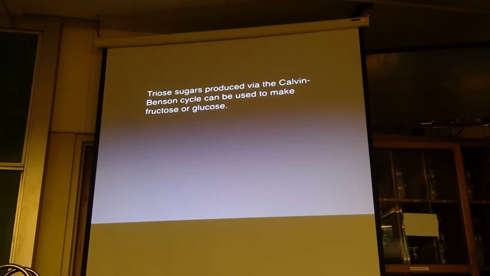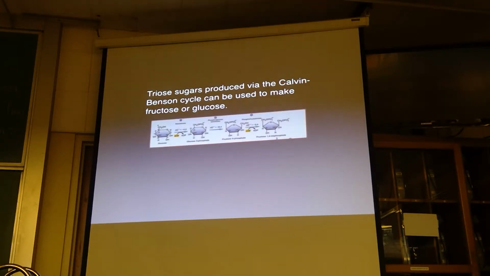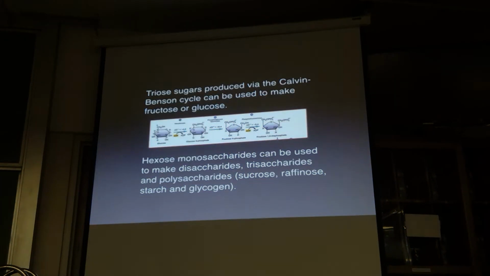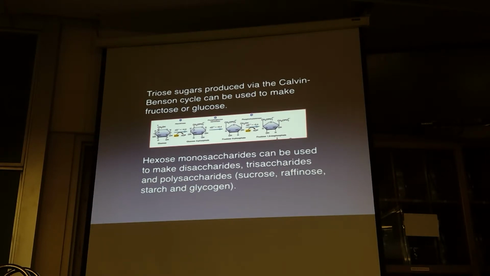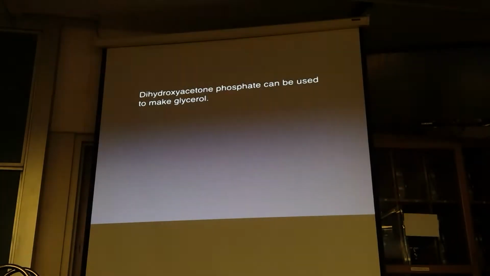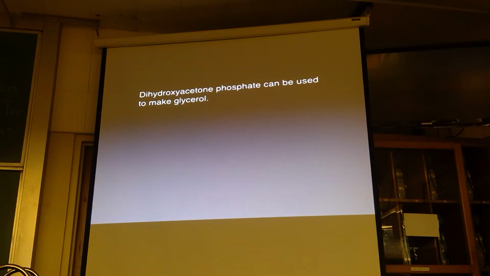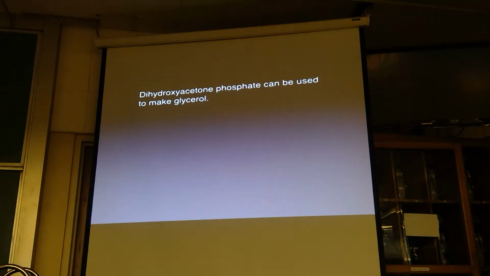So the triose sugars produced via the Calvin-Benson cycle can be used to make fructose or glucose. Talked about that. These hexose monosaccharides can be used to make disaccharides, trisaccharides, polysaccharides, what have you. If you look at the step in the glycolysis pathway where you have the molecule dihydroxyacetone phosphate, that was after the fructose 1,6-bisphosphate split, and we ended up with PGAL, phosphoglyceraldehyde, and dihydroxyacetone phosphate. Well, that DHAP, take the phosphate off and it can be used to make glycerol.